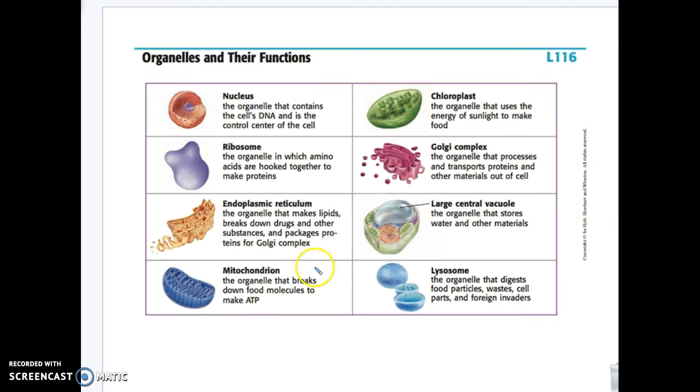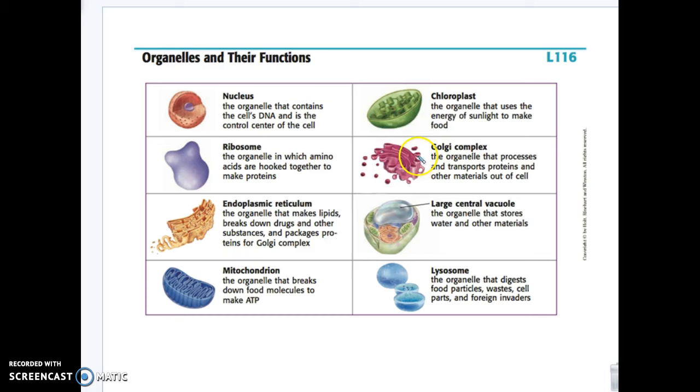Here's another chart for you to make it easy. These are very typically tested organelles. Make sure you know what the mitochondrion does, and what the endoplasmic reticulum does, and don't forget there's a smooth and a rough. The smooth has to do with lipids, and the rough has to do with proteins. Ribosome, very important for protein synthesis. Don't forget chloroplast is the site of photosynthesis, only found in a plant cell.